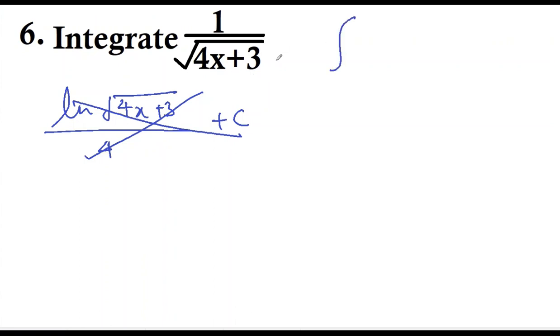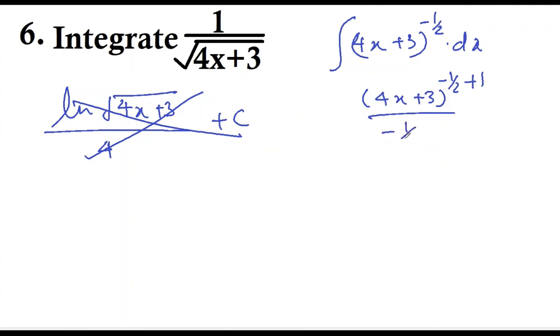So what you should do instead is convert this to (4x plus 3) to the power minus half dx. This is what it will be converted to, and now you can integrate like a normal function. You can use substitution also, or straight away it will be (4x plus 3) to the power of minus half plus 1, over minus half plus 1, plus c, and it will further be divided by the coefficient of x in the bracket, which is 4. So we'll divide it by 4, which is multiplying by 1/4. This is how you will integrate this, not by natural log.